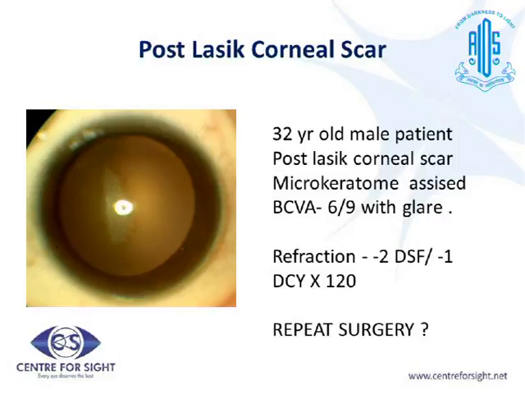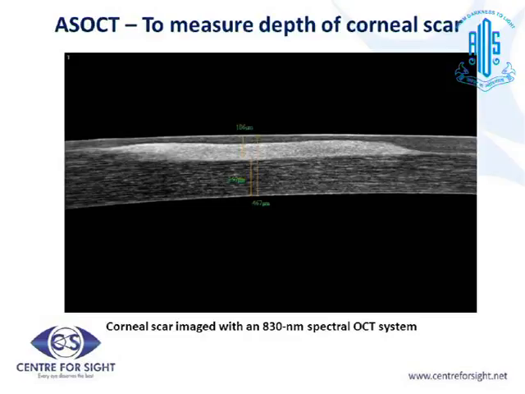This is a case who presented to us post-LASIK surgery, and the surgery was done with the help of microkeratome elsewhere. The patient has had a best corrected vision of 6 by 9, but with loss of glare. So we did the anterior segment OCT to measure the depth of the scar, and the ASOCT showed that the scar thickness was almost around 186 microns, and it was involving the flap.